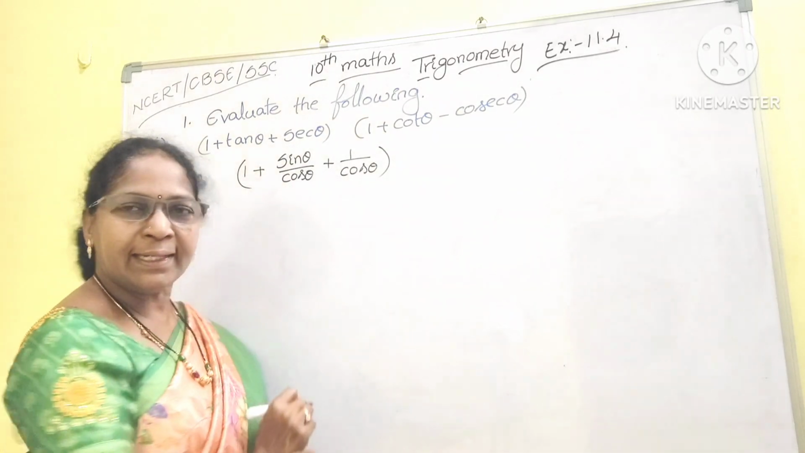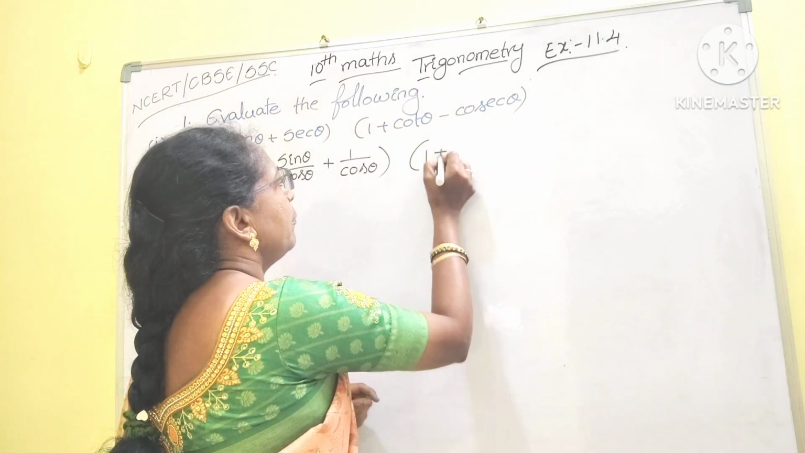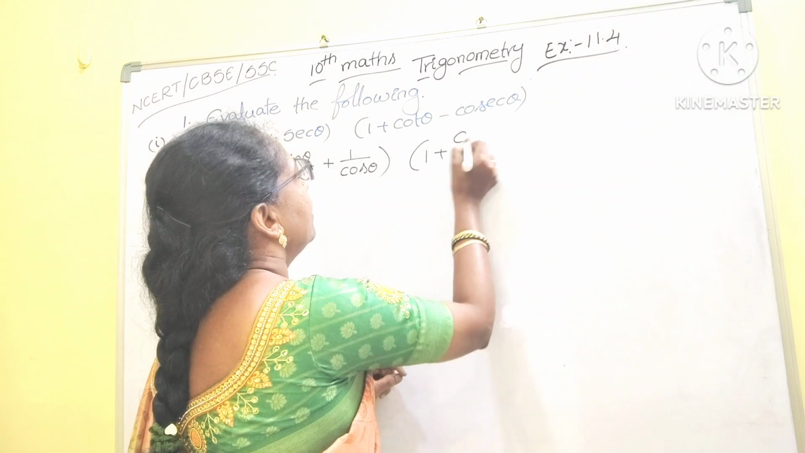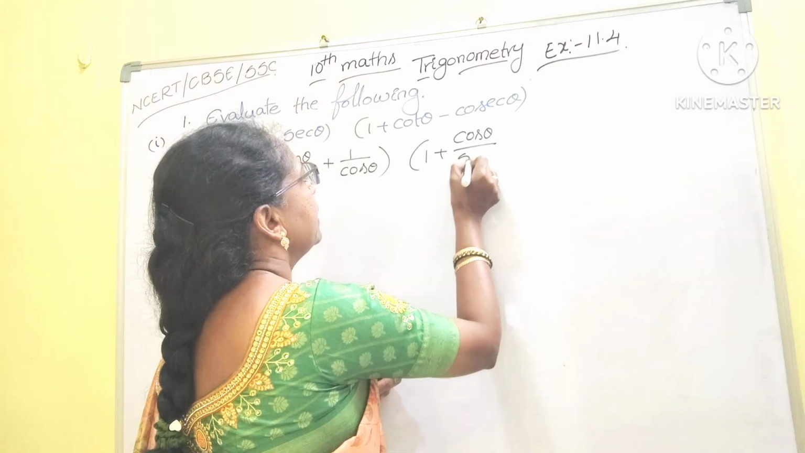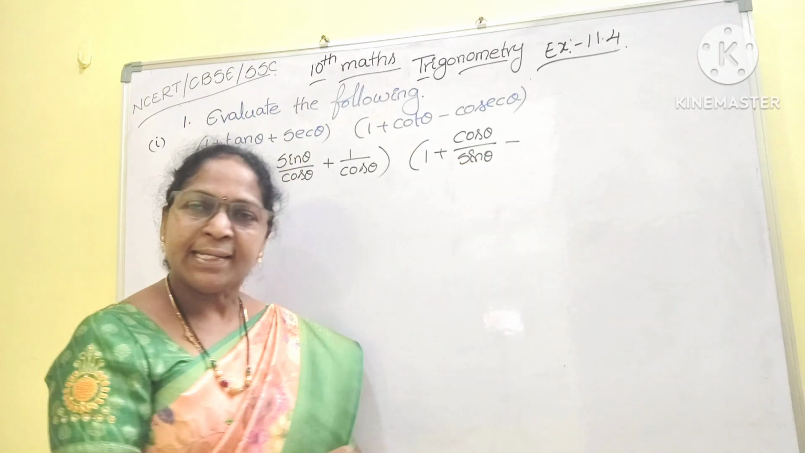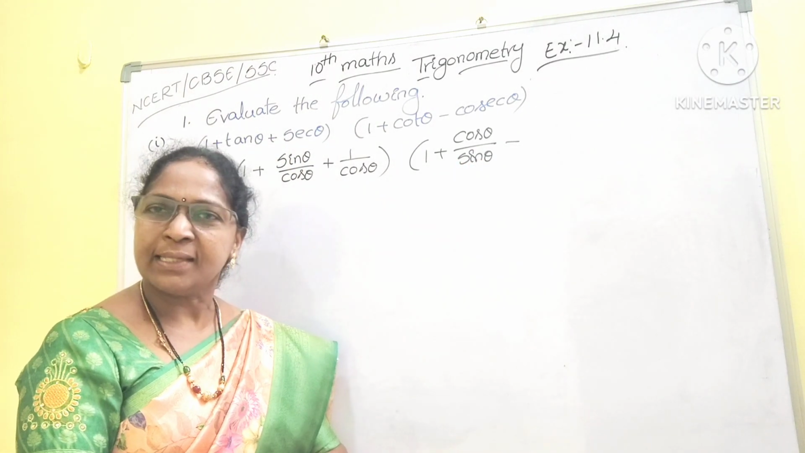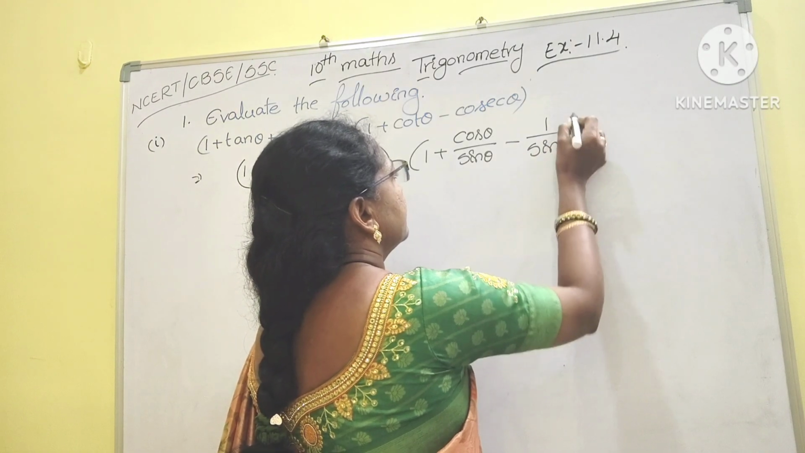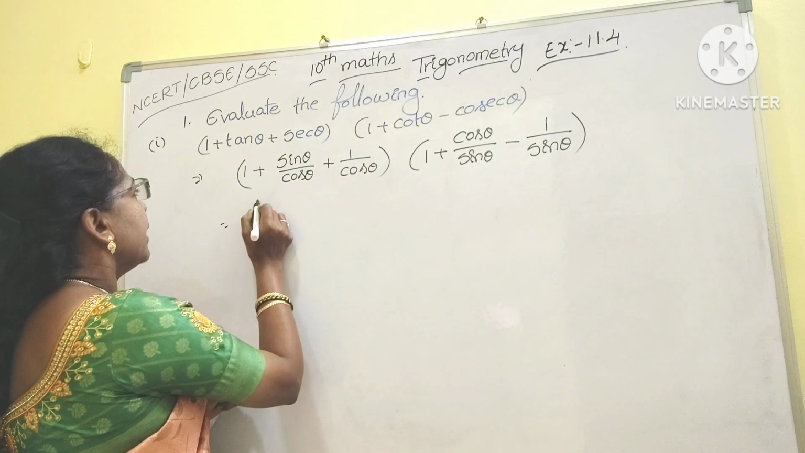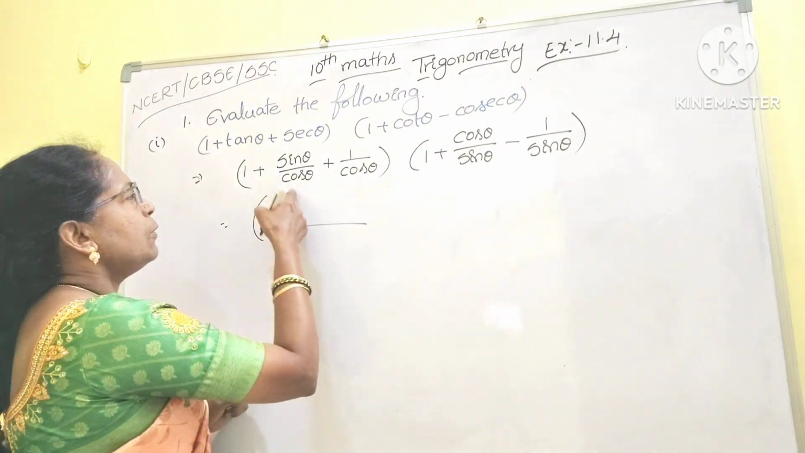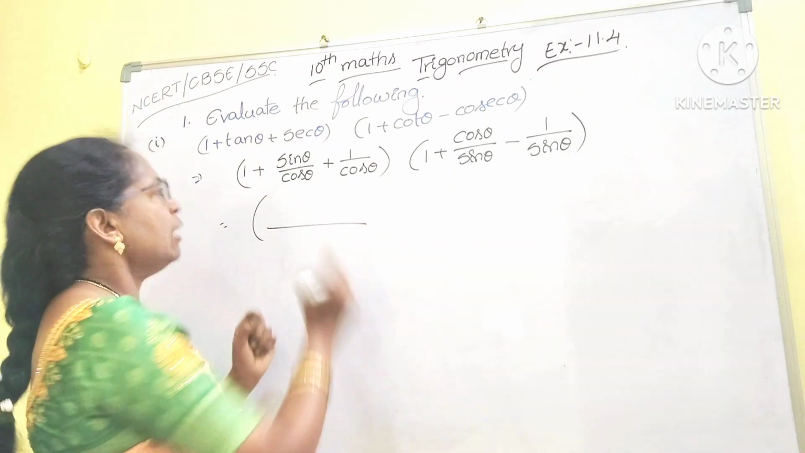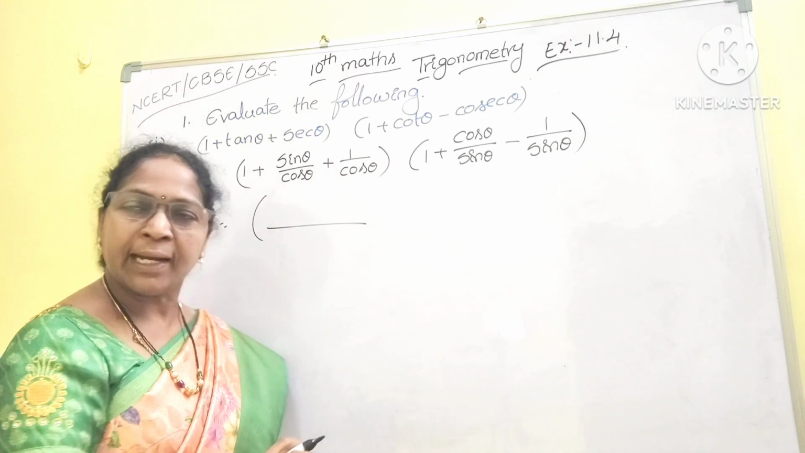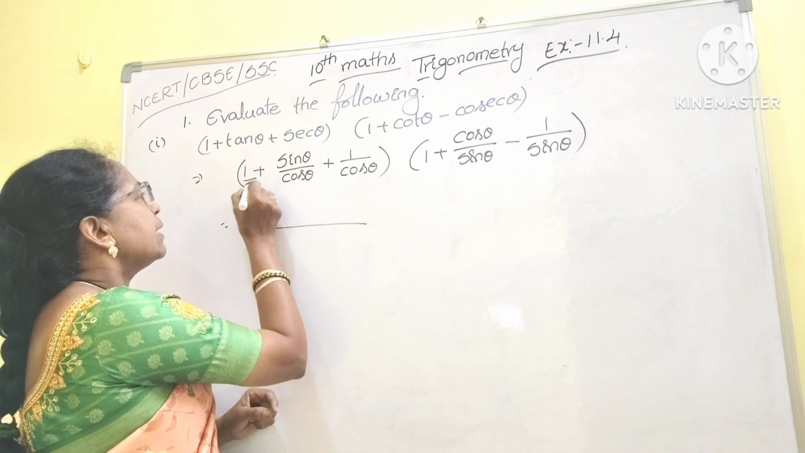Now close the bracket, and next, 1 plus cot theta, which equals cos theta by sin theta, minus cosecant theta, where cosecant is the reciprocal of sin, so 1 by sin theta. There are 3 terms in this first bracket, in addition form, so you can't add directly. Find the LCM. Here 1 is nothing but 1 by 1.